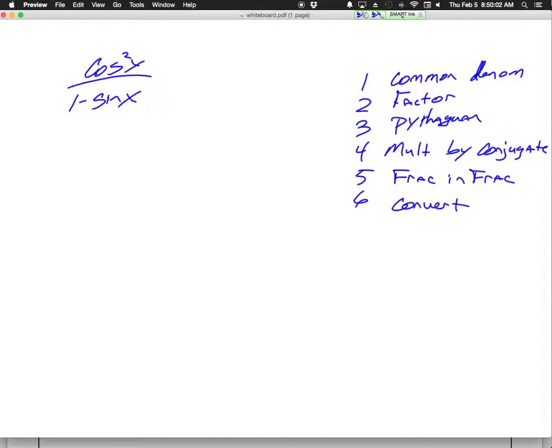Cosine squared, okay. Now, here's the deal. You usually only want to use a Pythagorean if we have 2 things being added or subtracted. You usually want to go from big to small. You don't want to go from small to big. So if I was going to replace cosine squared, it would turn into 1 minus sine squared. So I would take something that is small and turn it into something big. So I usually want to go from big to small.